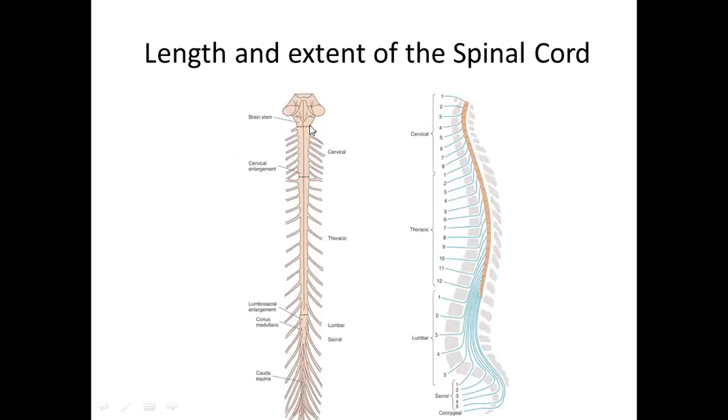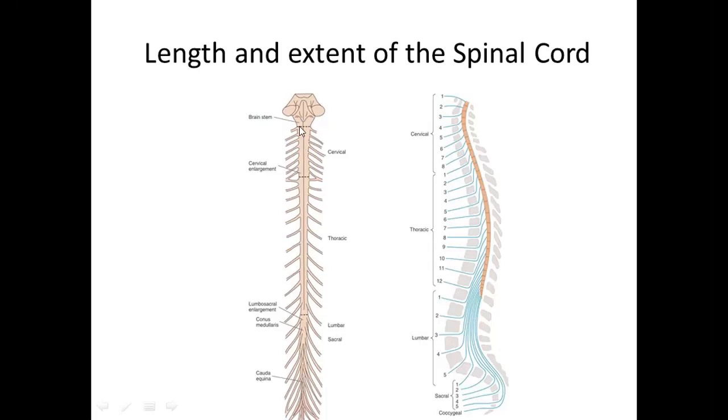It extends as a downward continuation of the medulla oblongata. The medulla oblongata is the last part, or the lower part, of the brain stem. Its downward extension is called the spinal cord or spinal medulla.